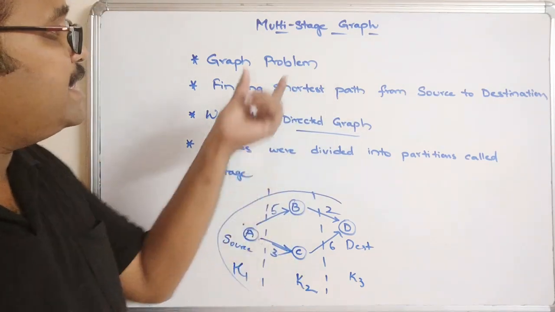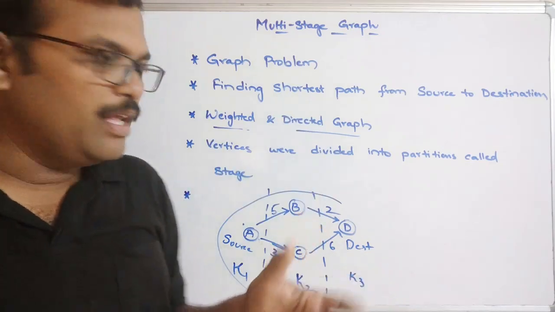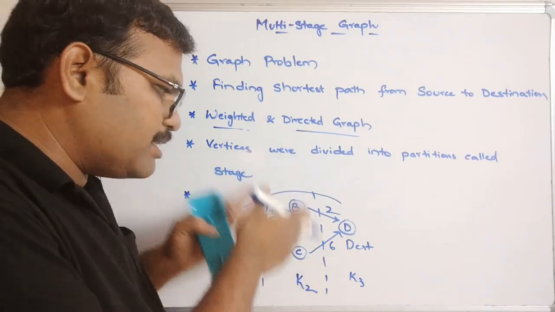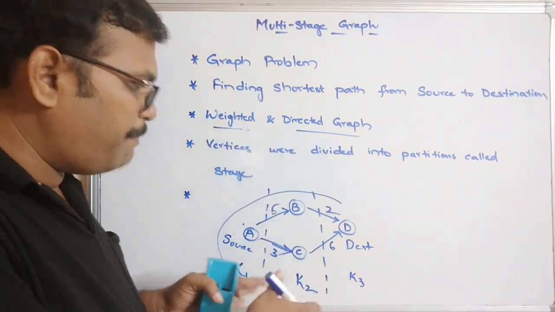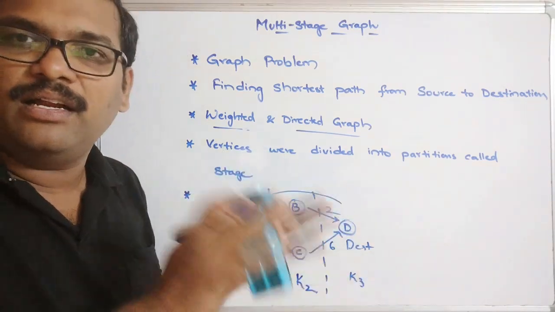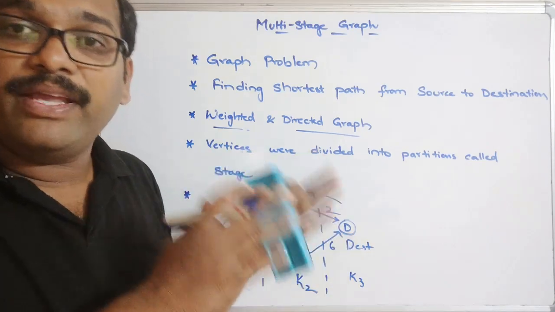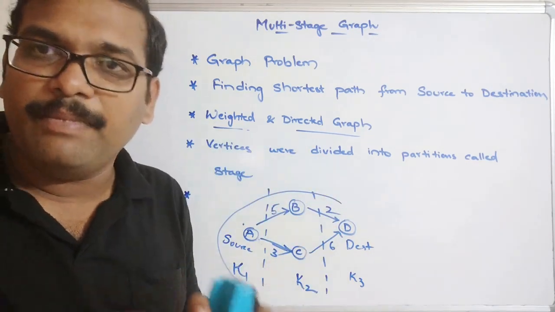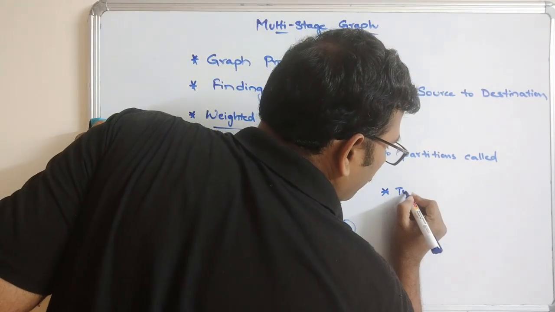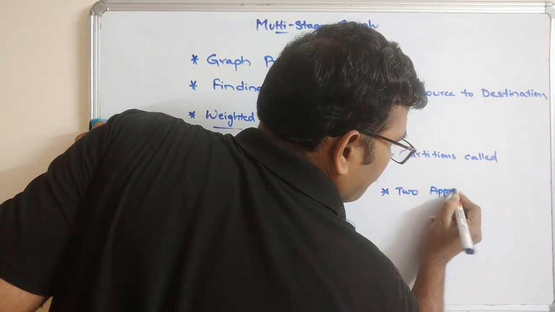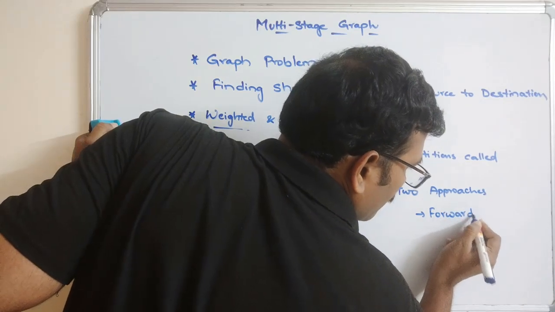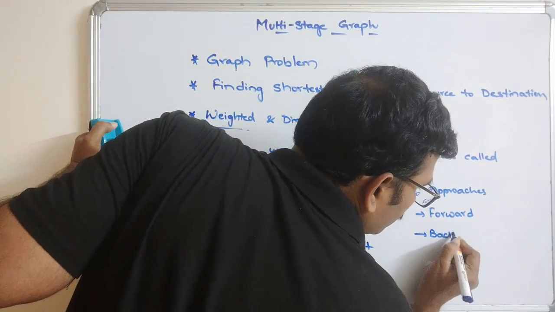In order to solve this multi-stage graph problem, the graph should be weighted and directed, the complete set of vertices should be in partitions called stages, and the direction should always be towards the destination. Then we can solve this using dynamic programming, and such problems can be solved using two approaches. One is the forward approach, another one is the backward approach.